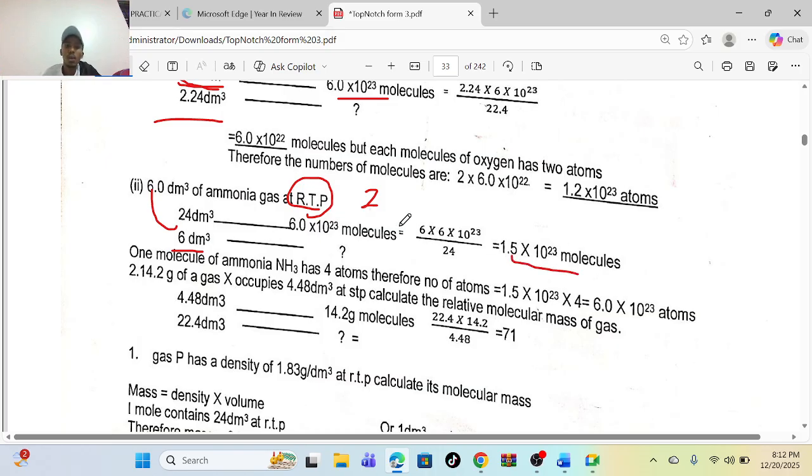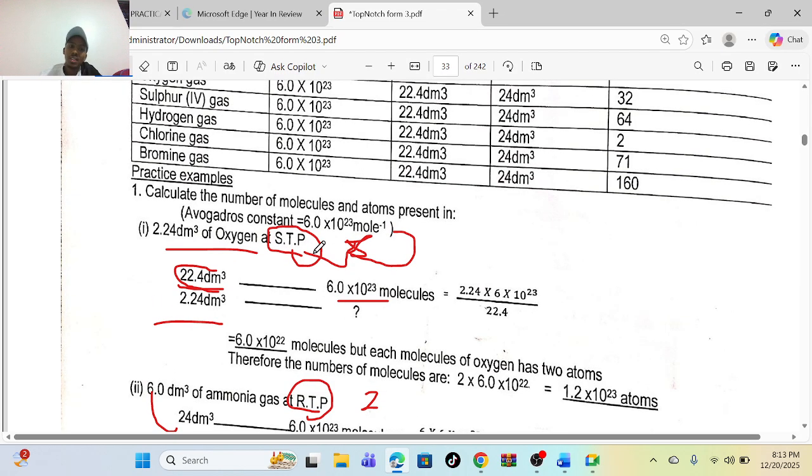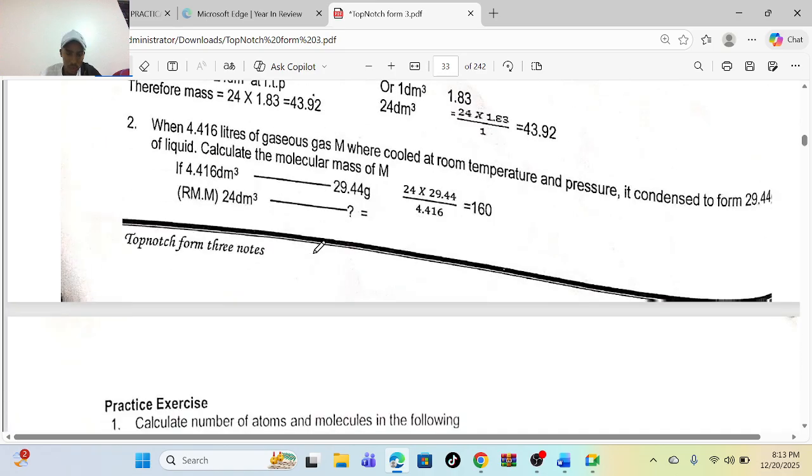Na nilikwambia tunasema 6.0 times 10 raised to power 23. Nimekuambia this is Avogadro's constant, and Avogadro's constant can be molecules, can be atoms, can be ions. So tulisema hivyo. Hii ndio nilikuwa nataka nirudie tu kidogo, and that's all about it.